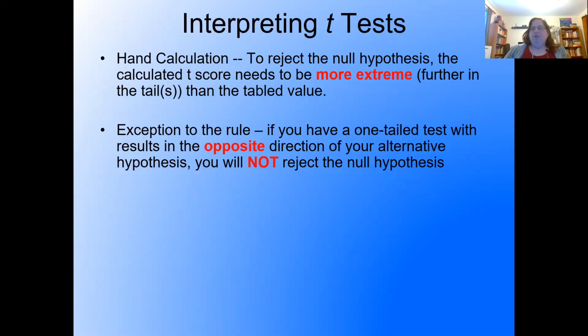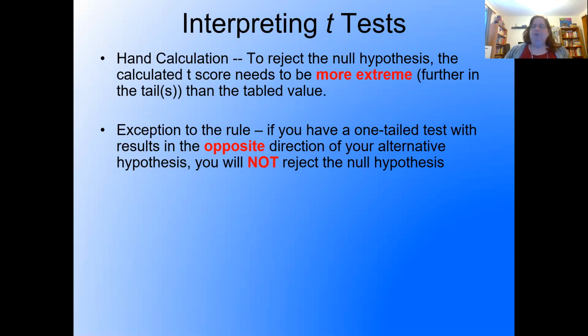Let's talk about interpretation of t-tests. This is actually true for both z and t-tests, and technically it's going to be true for all of the tests we talk about after this. When we're doing a hand calculation, I know that's all we've seen so far, but we'll soon see SPSS interpretation as well. So when we're doing a hand calculation, to reject the null hypothesis, the calculated t-score needs to be more extreme, further in the tail than the tabled value.